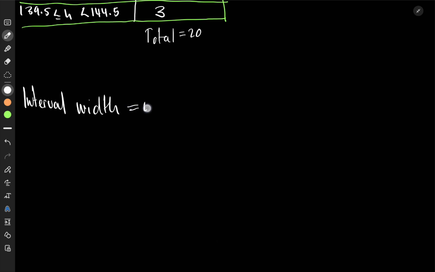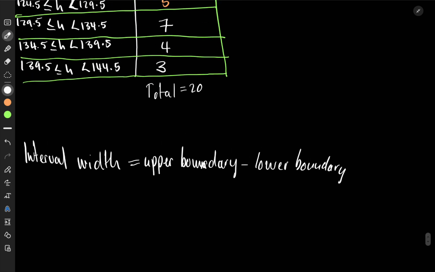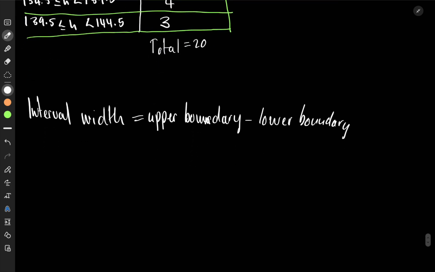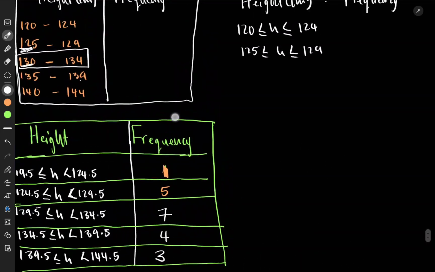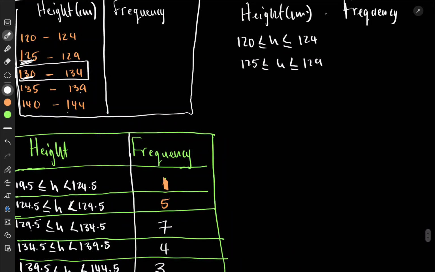Now, interval width is just going to be the upper boundary minus the lower boundary. For any interval you choose, you find the same answer. So basically I can use the last one, 139.5 and 144.5. So it'll be 144.5 minus 139.5. And I'm going to get 5. This is correct. But if I had used this first one, I would say 144 minus 140, I would get 4, which is wrong. So be careful there. Be careful. I've told you.